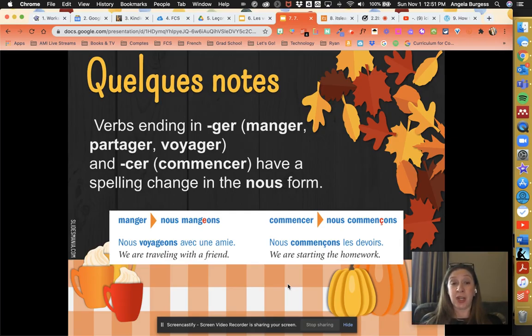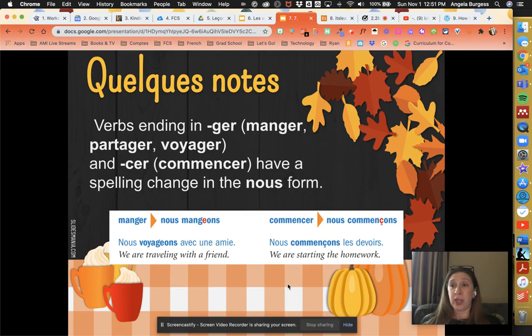In French, just like in English, the G before O makes the hard sound, like go. But we don't want this to be mangon. We want it to stay that soft G of manger. So you add an E in there to make it that soft G again, that J sound instead of the G sound. So nous mangeons, nous voyageons, nous partageons.